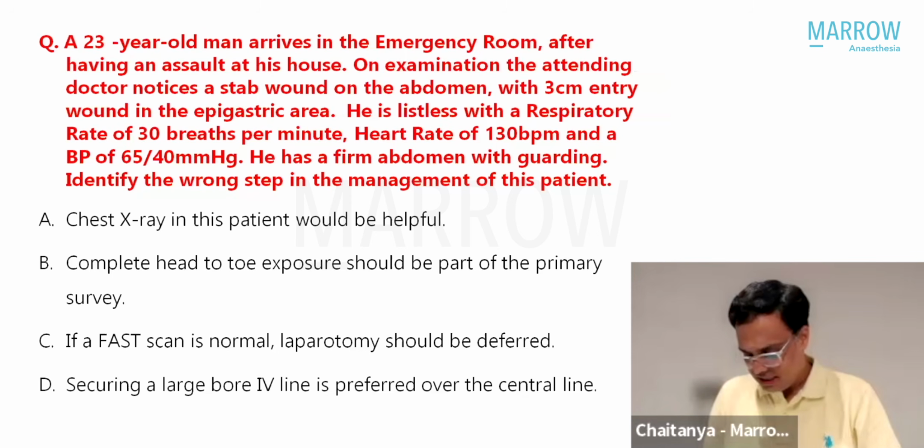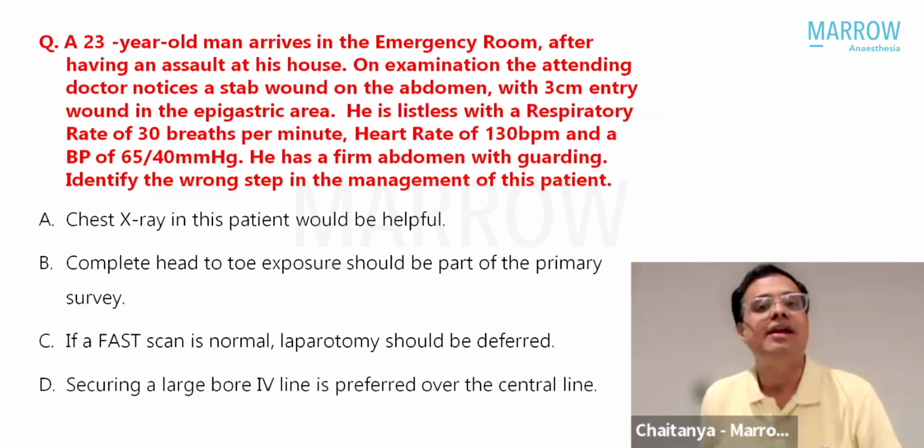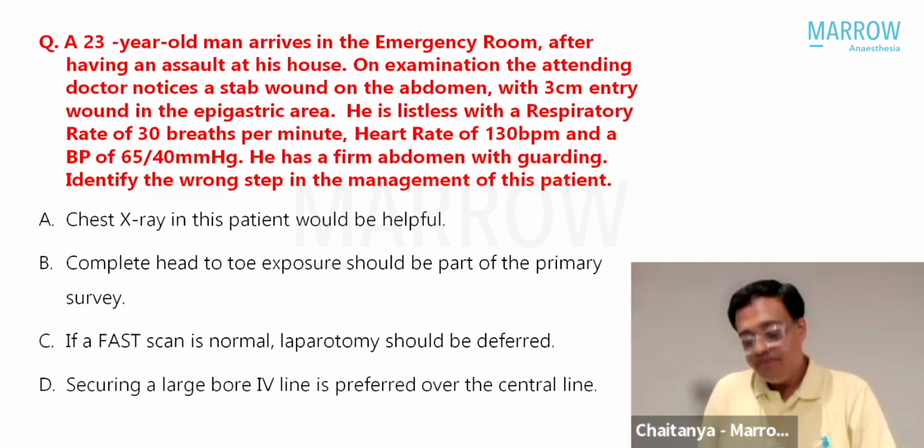Option A, chest X-ray is helpful in this patient. Option B, complete head to toe exposure should be a part of primary survey. Option C, if a FAST scan is normal, laparotomy should be deferred. Option D, secure an IV line, large bore is preferred over central line. So obviously option D is not the wrong option. Everyone might have dealt with this kind of case. Identify the wrong step.